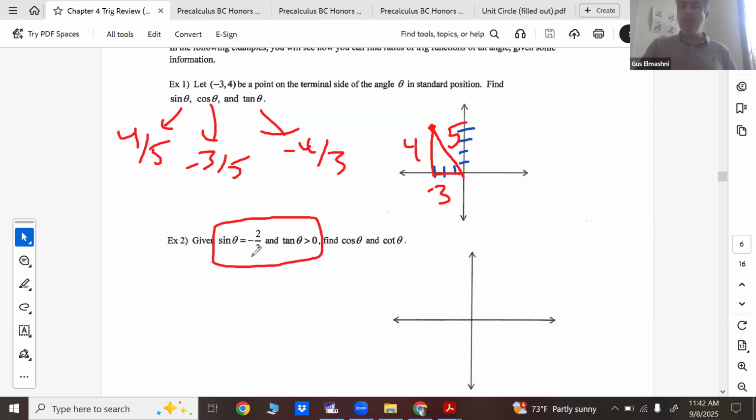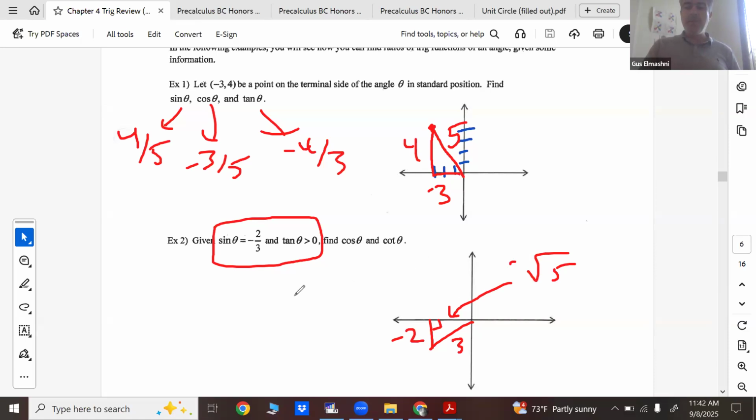Yep, because tan's positive, but sine's negative. Opposite over hypotenuse. So my opposite's -2, my hypotenuse is 3. Never make the hypotenuse negative. It's always positive. But -2, because you're pointing down. Using Pythag, what's the length of my horizontal leg? Root 5, but make it negative.